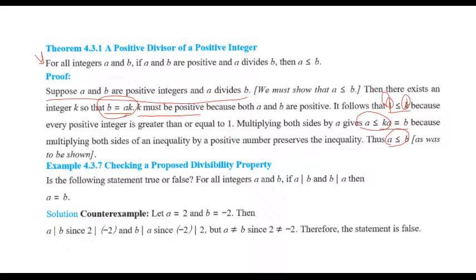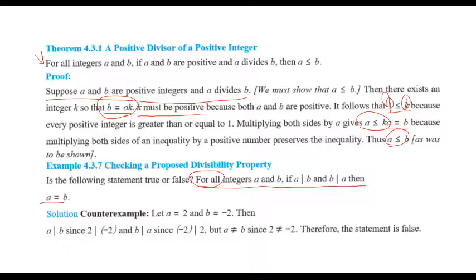which says, is the following statement true or false? Here is the statement. For all integers a and b, if a divides b and b divides a, then a is equal to b. You want to check if this statement is true or false, right? I'm going to claim that this statement is false, and to prove my claim, I need to find a counterexample, right? Because this is a universal statement, because it's just for all integers, right? So if you want to disprove a universal statement, you have to find a counterexample.